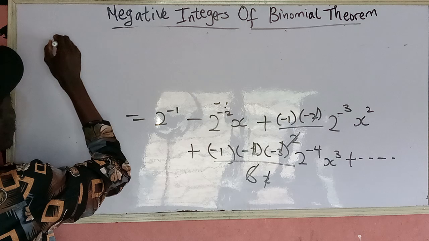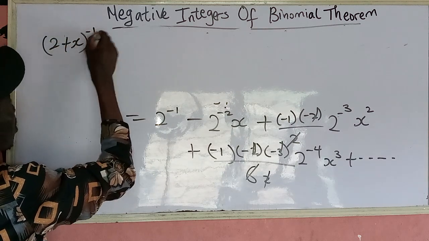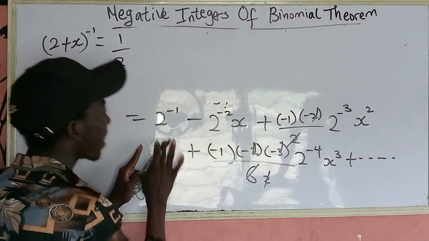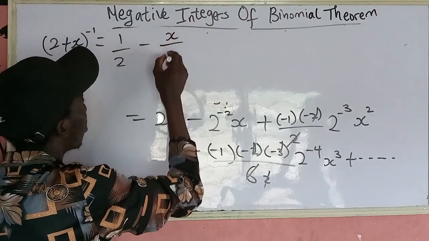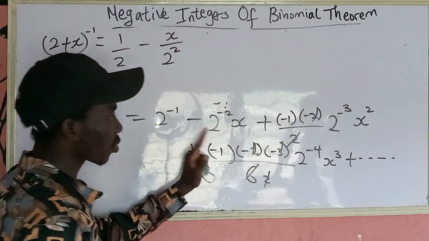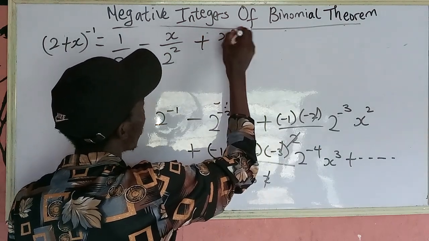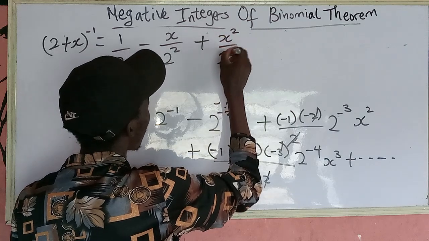So that means 2 plus x minus 1 can become, this can be written as 1 over 2. This can be written as 1 over 2 squared. Can you see? And this can be written as x squared over 2 raised to power 3.